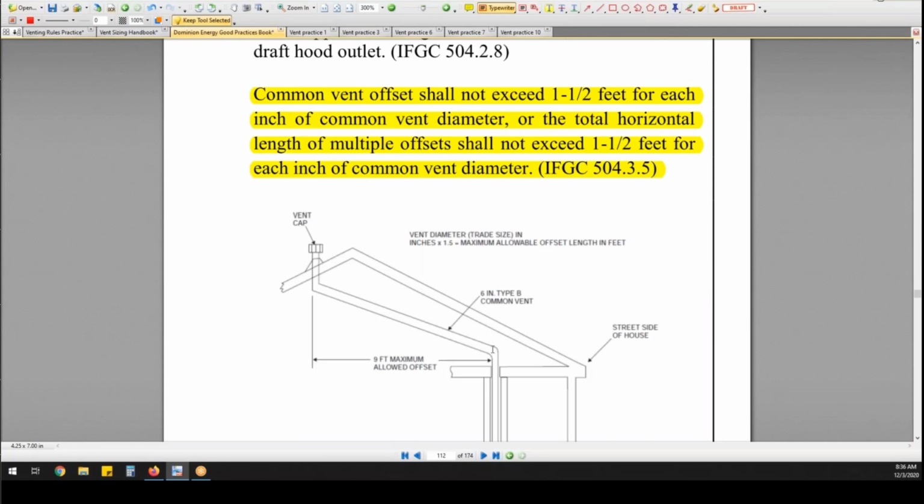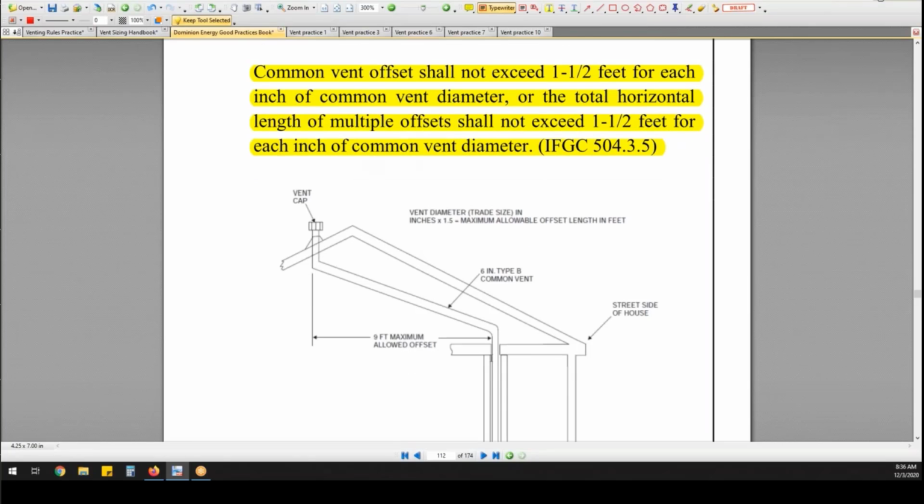I got this all the time when I was out in the field in the business. So these big fancy homes people are building. Here's the front of their house, and they don't want this ugly flue sticking out of the front of their house. So they want to offset the flue to the back. Well, there's rules about doing that. And the rule is the common vent offset shall not exceed 1.5 feet for each inch of common vent diameter.